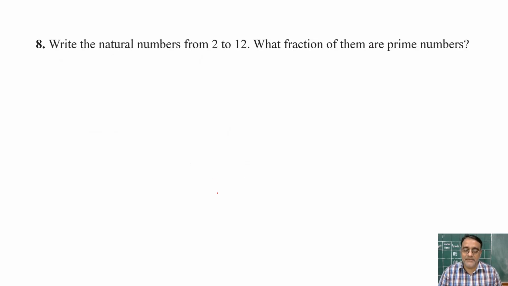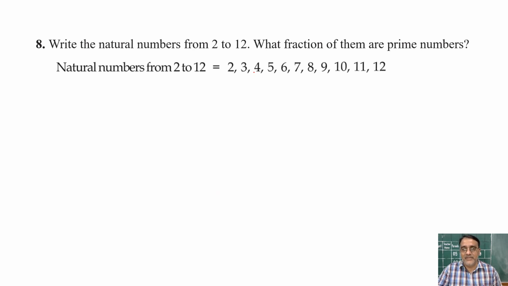Write the natural numbers from 2 to 12. What fraction of them are prime numbers? So first we are going to write all the natural numbers from 2 to 12. See, these numbers are there. So from 2 to 12, total 11 numbers are there. See, all 11 numbers. Now in this we have to identify how many prime numbers.